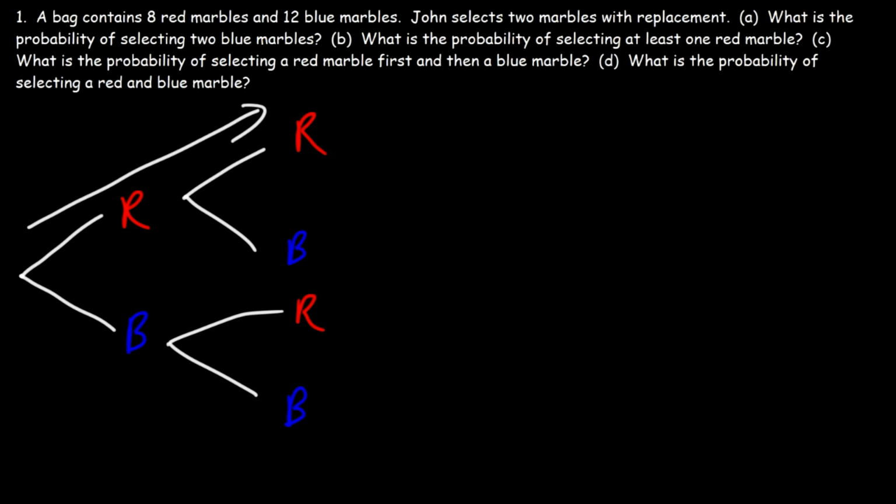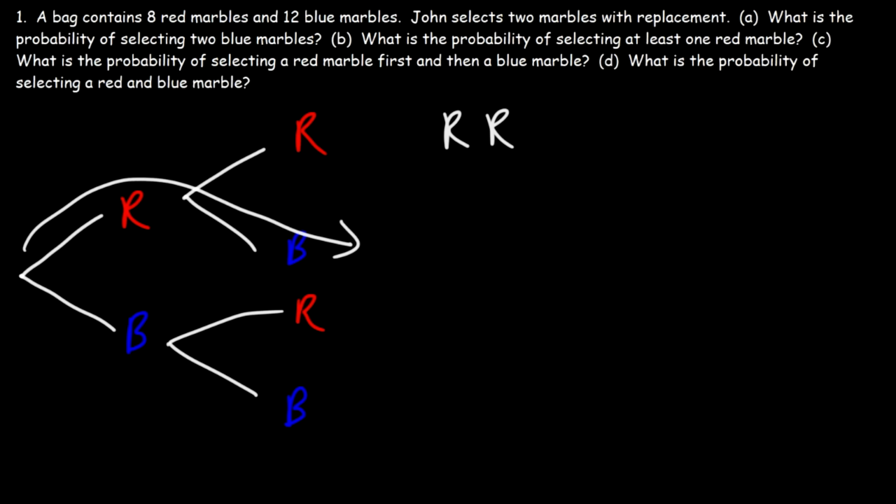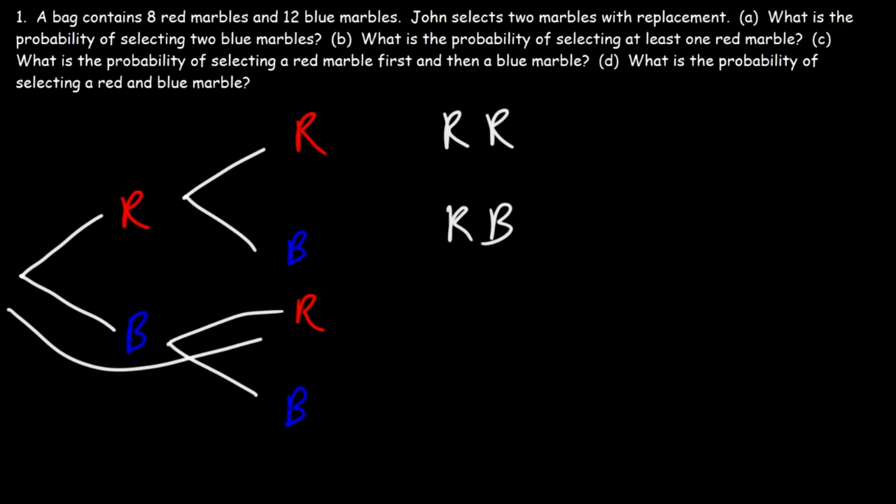If we go in this direction, the first outcome is red and then red. If we go in this direction, the second outcome is red and then blue. Or if we go in that direction, it could be blue first and then red. Or if we go in this direction, it can be blue and then blue. Now let's write down the numbers.